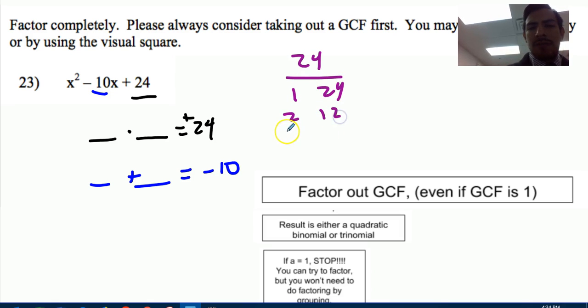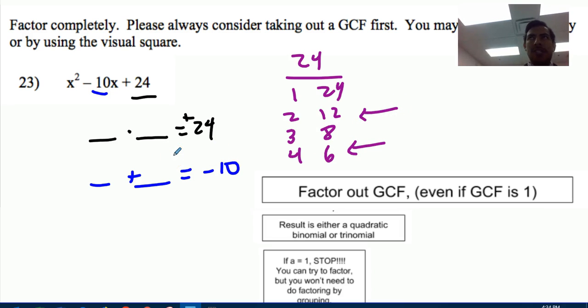2 and 12, 3 and 8, 4 and 6. And it looks like these two actually are the candidates. But only one of those pairs will get us a positive 24 when I multiply them and a negative 10 when I add them. I'm leaning towards this one, because negative 4 and negative 6, when I multiply those together, I do get a positive 24. When I add negative 4 and negative 6, I do get a negative 10. So it's going to be this one, and my answer.